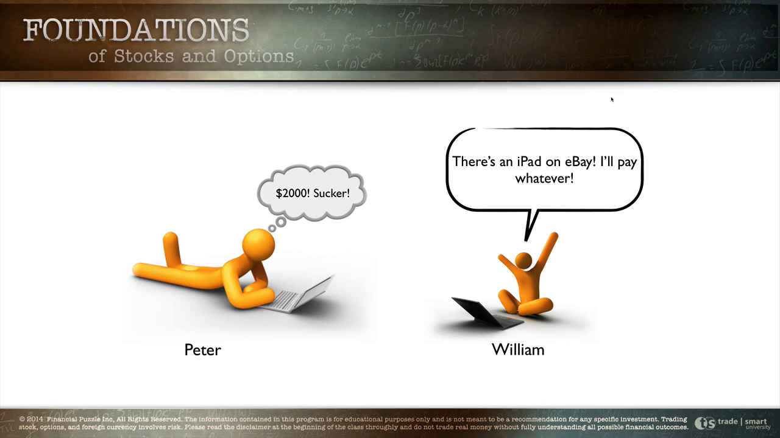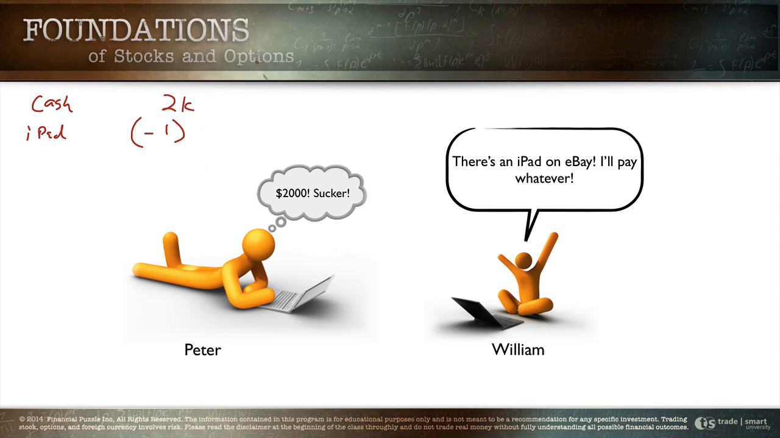What do you think Peter does after he sells the iPad? Well, first of all, let's look at his balance sheet. Peter's balance sheet started off with one iPad. Now he's got cash of $2,000. And when it comes to the iPad, he's missing one. He's short one. -1.